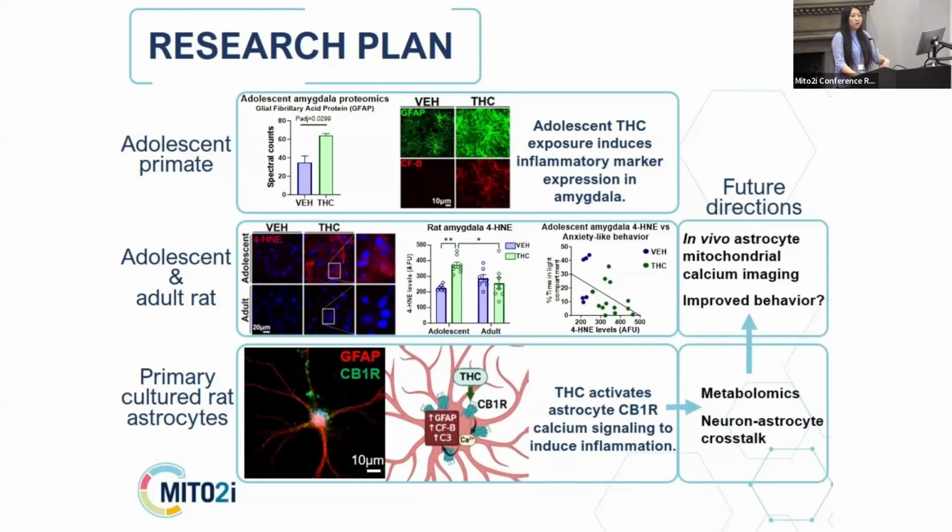So in the future, we're also really interested in looking at which specific metabolic pathways were disrupted by THC in the astrocytes. In here, looking at it from a bottom-up approach using metabolomics. And we're also interested to see what effects that this dysregulated astrocyte metabolism would have on neurons. And moving this into in vivo models, we also want to see if we restore these metabolic disruptions, if we're able to restore normal mitochondrial calcium dynamics, and also ultimately improve the behavioral impairments associated with adolescent THC.